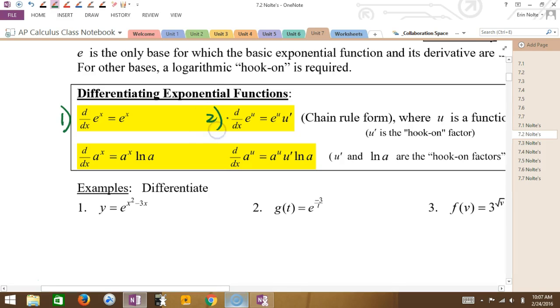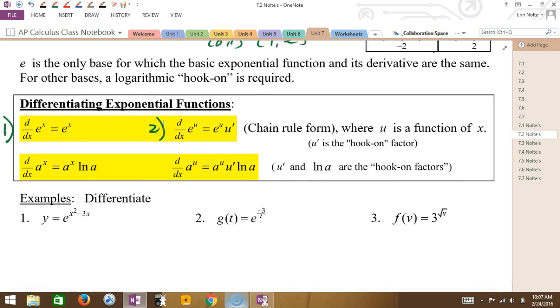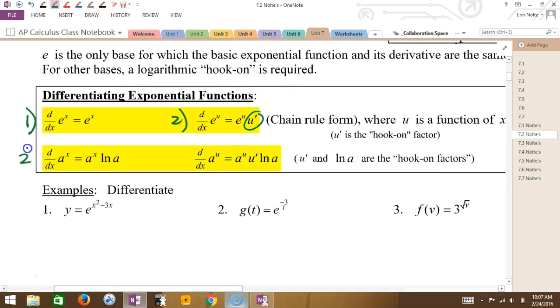Okay, number 2. The derivative of e to anything other than x is e to the anything other than x times the derivative of that exponent. The idea of number 2 is remember that you have the hook-on factor. If I multiply by a hook-on factor when I am deriving, you have to remember that that is on the outside. From the chain rule, that's where it comes from. Now this is going to be called number 3, and this one's number 4.